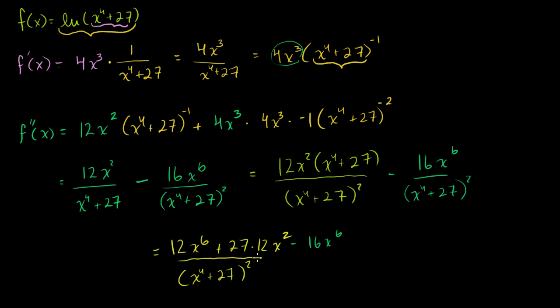And this simplifies to, let's see if I can simplify this even further. So I have an x to the 6th here, x to the 6th here. So this is equal to, I'll do this in pink, the 27 times 12x squared. I don't feel like figuring that out right now. Times 12x squared. And then you have minus 16x to the 6th and plus 12x to the 6th. So you add those two, you get minus 4. 12 minus 16 is minus 4. x to the 6th, all of that over x to the 4th plus 27 squared. And that is our second derivative.